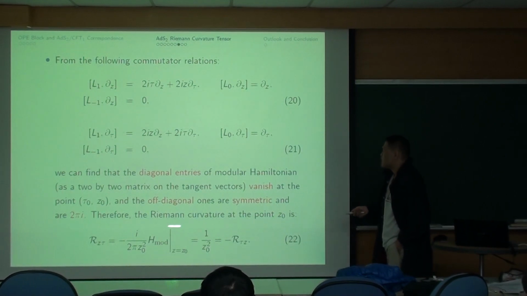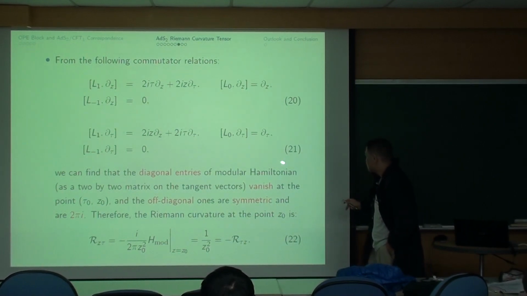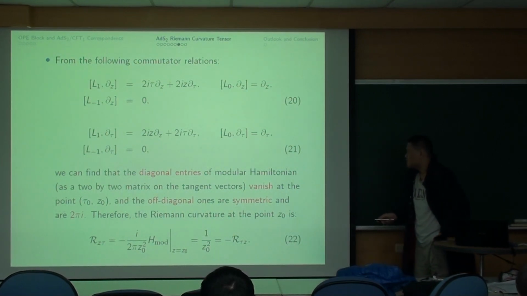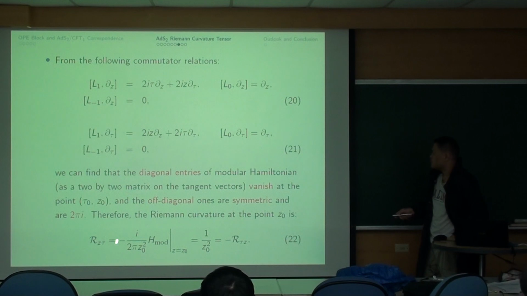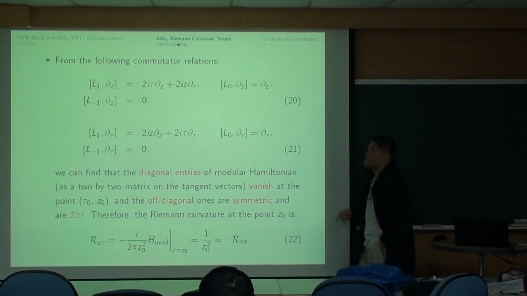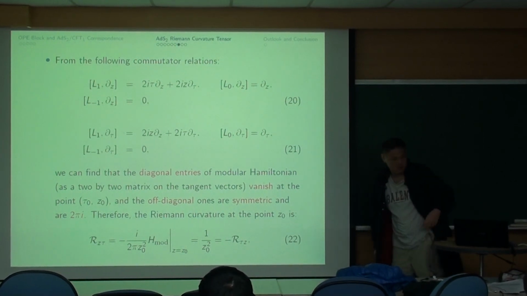And by substituting these things into the equation, then we get the 1 over L squared. Then I think if you are familiar with the AdS2 geometry, then this already gives us the AdS2 Riemann tensor.